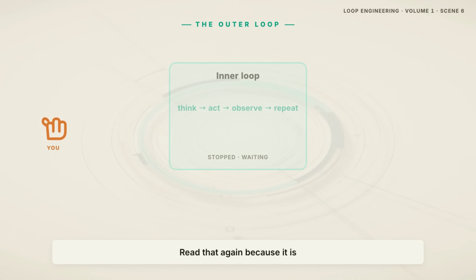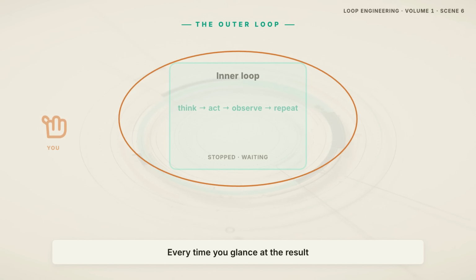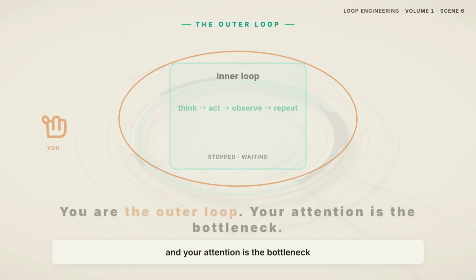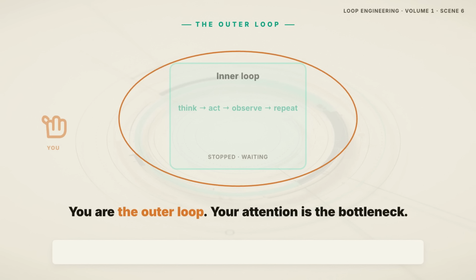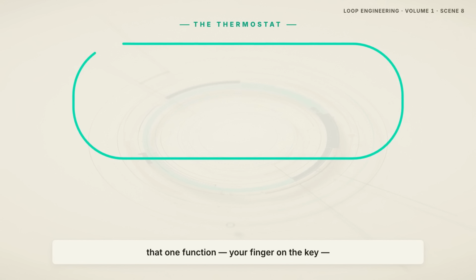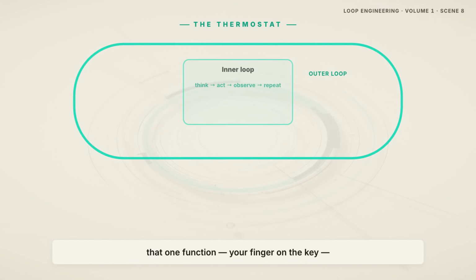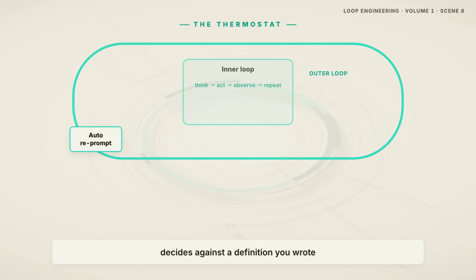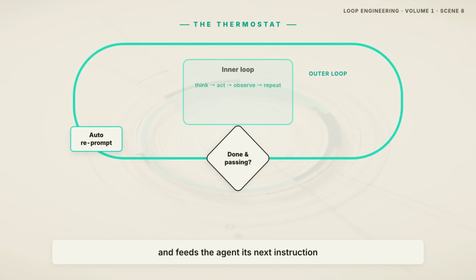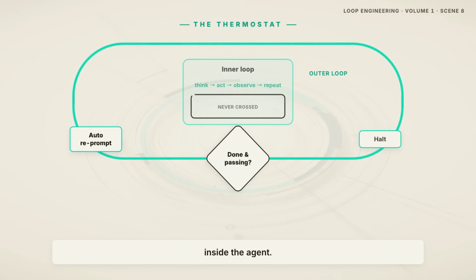Read that again, because it is the point of this entire field. You are the outer loop. Every time you glance at the result and press the key, you are closing a loop by hand. The agent never decides to run again. Your finger does, and your attention is the bottleneck that caps how much the agent can do. So, loop engineering is replacing that one function, your finger on the key, with a system that inspects the result, decides against a definition you wrote whether the goal is met, and feeds the agent its next instruction automatically without ever reaching inside the agent.